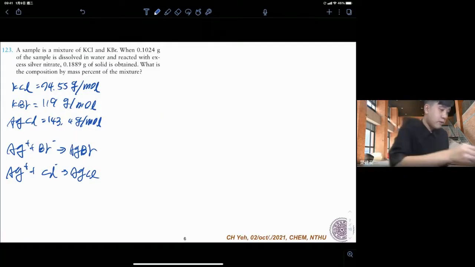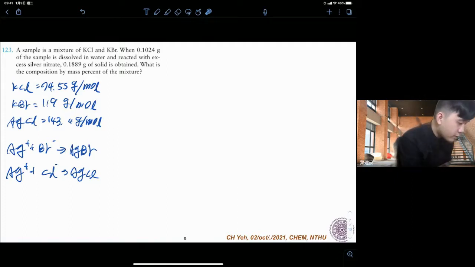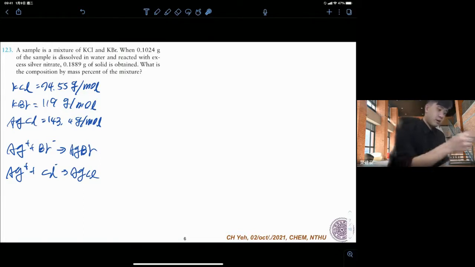Okay, let's move on to 123. A sample is a mixture of potassium chloride and potassium bromide. When 0.1024 gram of the sample is dissolved in water and reacted with excess silver nitrate, 0.1889 gram of solid is obtained. What is the composition by mass percent of the mixture?